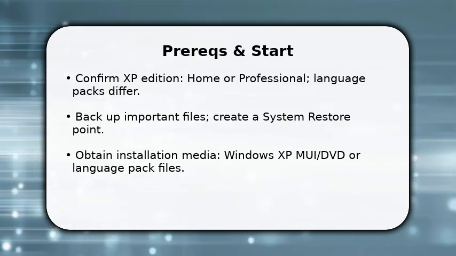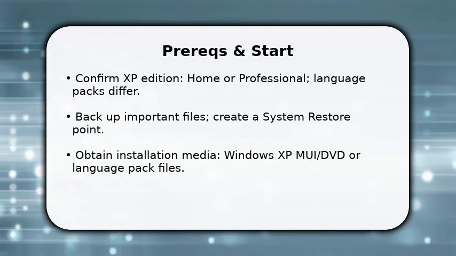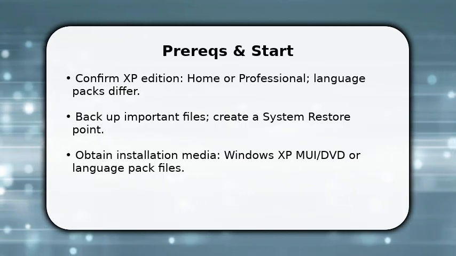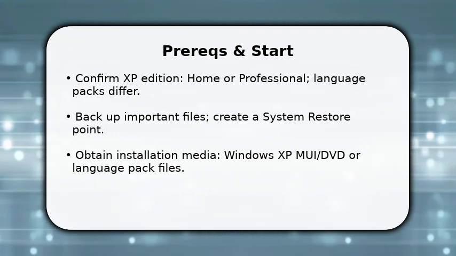Next, locate the correct language pack or the Windows XP MUI DVD for your version. Make sure the pack matches SP2/SP3. Now insert the CD or copy the language files to a local folder and prepare to install.